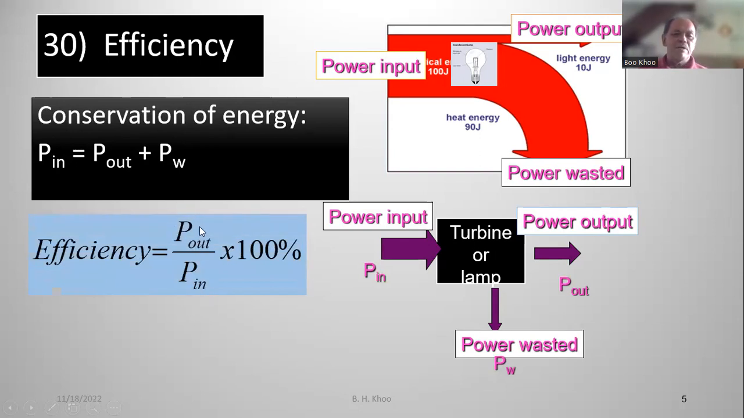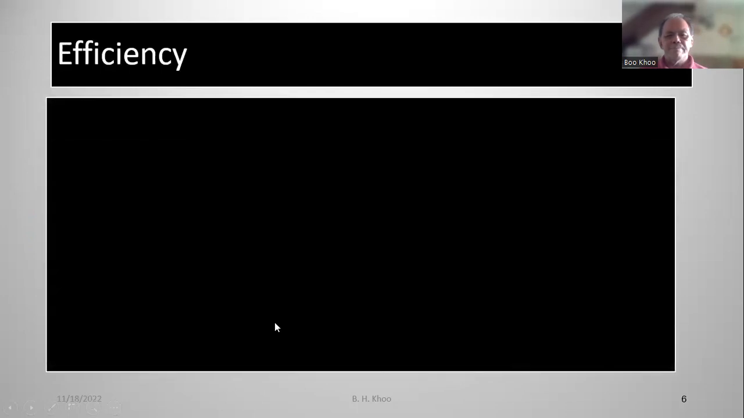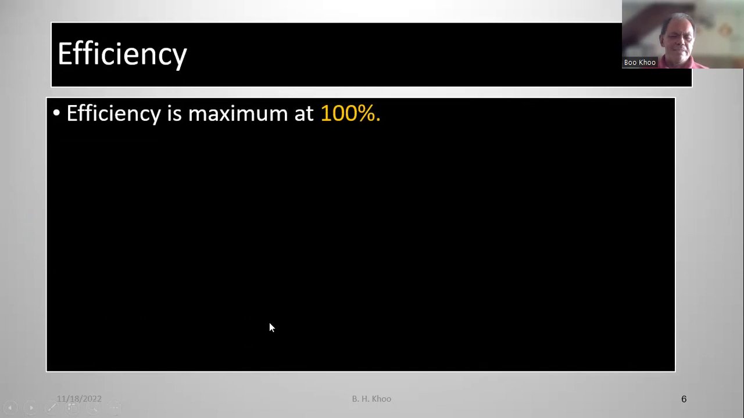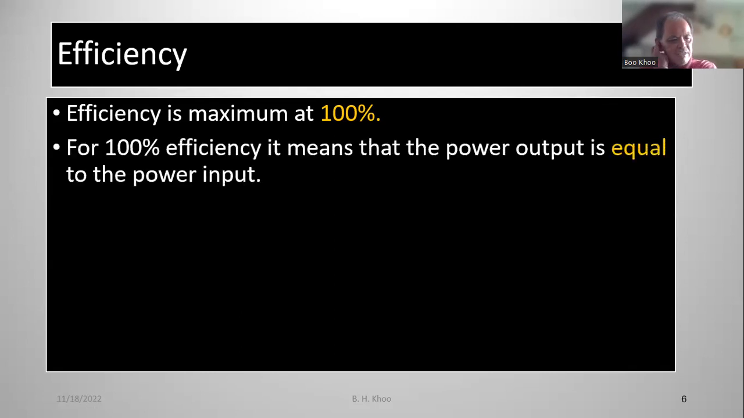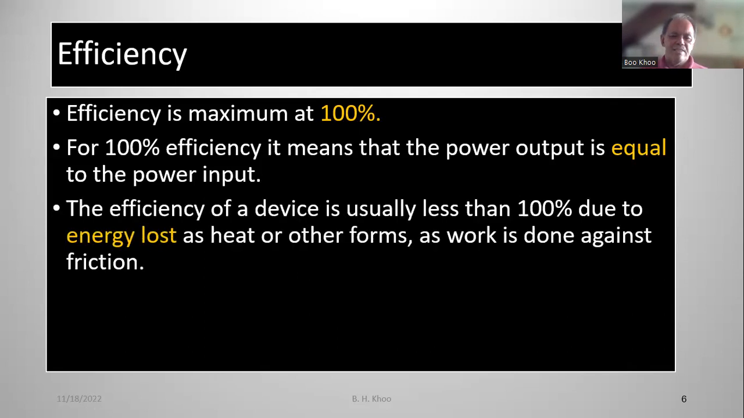Efficiency is defined as power output over power input times 100%. Right? Efficiency is maximum at 100%, cannot be greater than that. That's what you put in is what you get out. That's 100%. For 100% efficiency, it means that the power output is equal to power input. Nothing is lost, nor wasted.